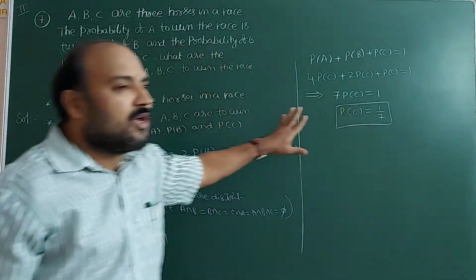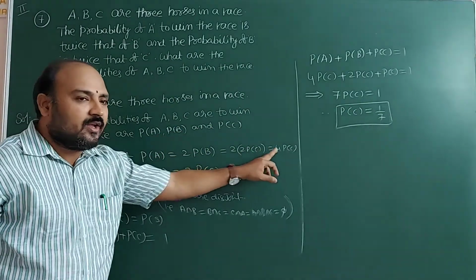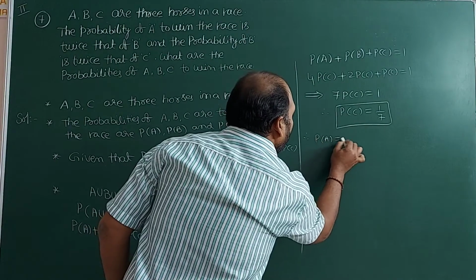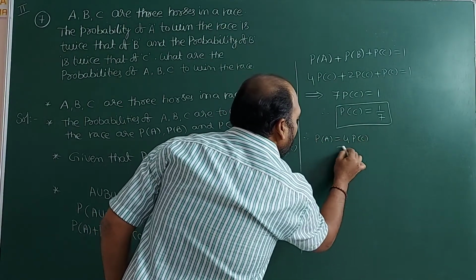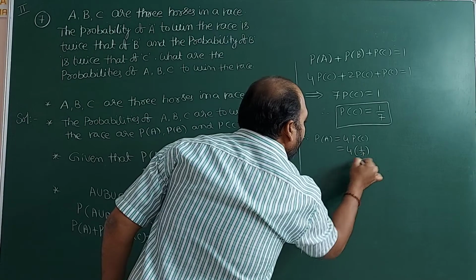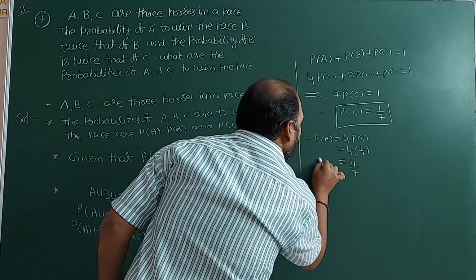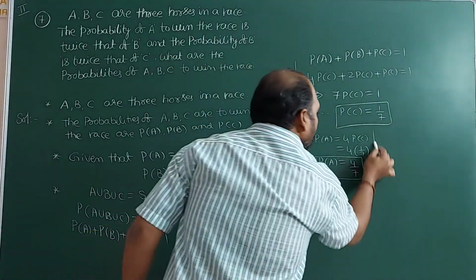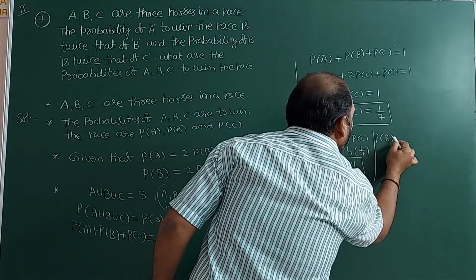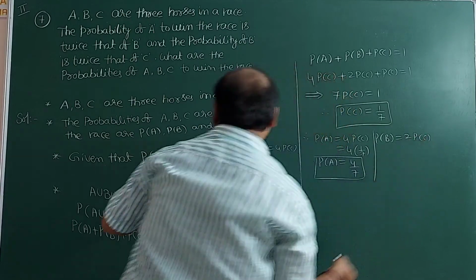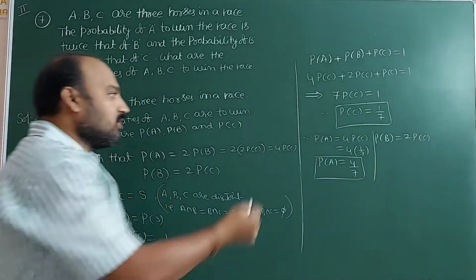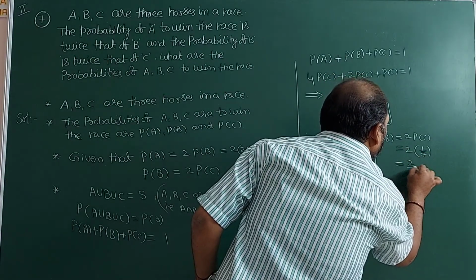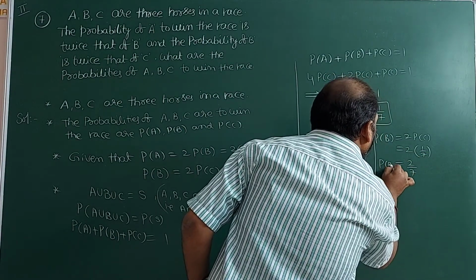Whenever you know the value of P of C, you will get P of A and P of B. Therefore, P of A is equal to 4 times of P of C. So 4 times of 1 by 7, that is equal to 4 by 7. Next, P of B is equal to twice of P of C, as given. So substitute here 2 times of 1 by 7, that is equal to 2 by 7. So P of B is 2 by 7.